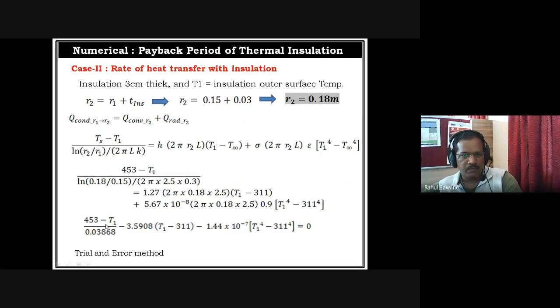We put the T1 temperature in Kelvin. So for 100 degrees centigrade, convert into Kelvin and put it as T1 everywhere, and check how much the answer is. If that answer equals 0, then the temperature we assumed is the correct one. If the answer is positive, that means whatever T1 temperature we assumed is not correct, because the answer is not equal to 0. It is positive, so we will reduce the temperature.